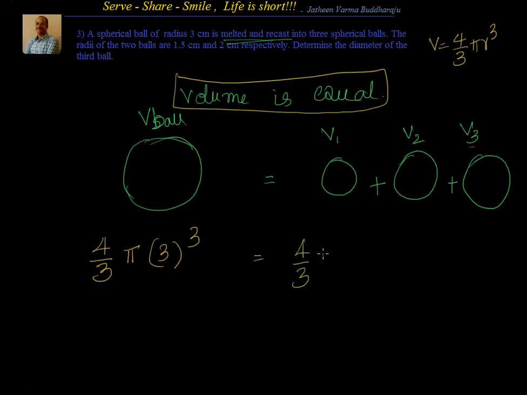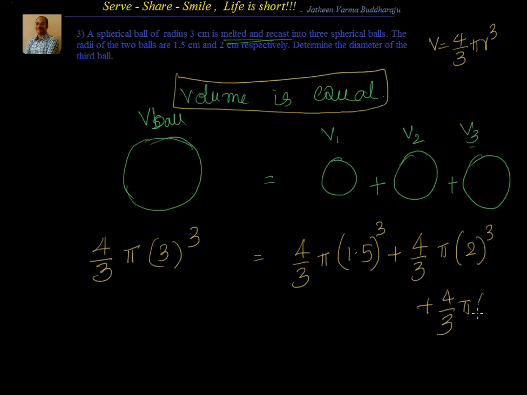So 4 by 3 into pi into radius 1.5, so 1.5 whole cube, plus 4 by 3 into pi into the next one, which is 2 centimeter radius, 2 cube, plus the third one, which I don't know, so I will say the radius is r. So here the radius is r, here it is 2, here it is 1.5, and in the beginning it's equal to 3. Okay. Now let's write the next step.